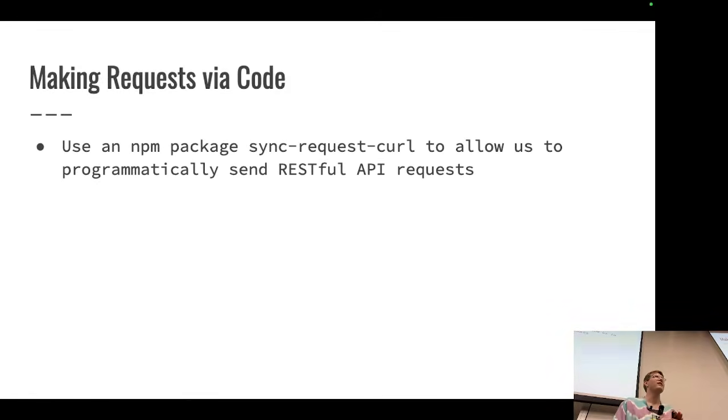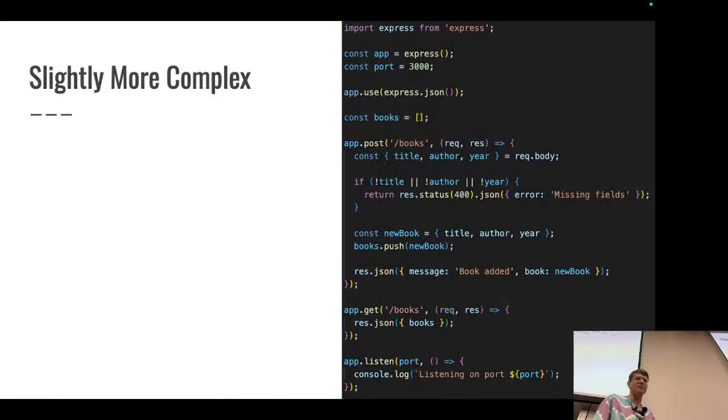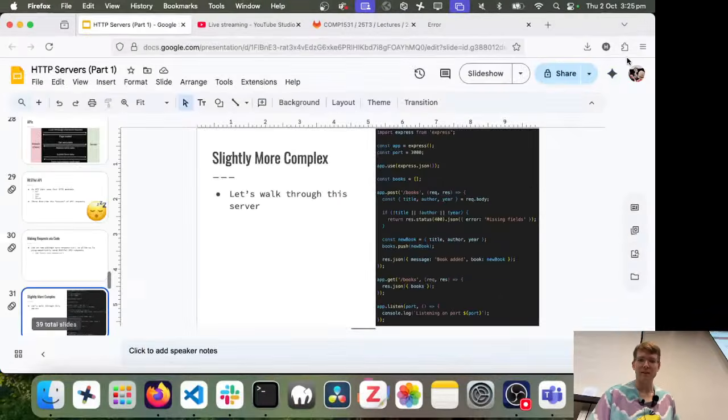Don't worry everyone, I know you thought that we hadn't installed enough NPM packages today. Don't worry, there's more to go in your package.json file. We're going to use sync request curl. That curl I was using before is now part of JavaScript. And so now we have a slightly more complex server, and I'm going to go through it and break it down and not open Teams again.